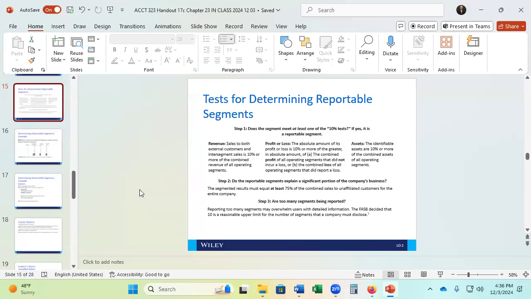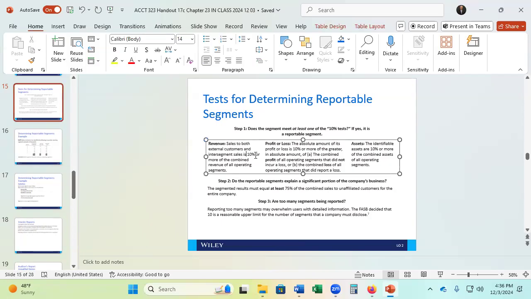Okay, so these are nice because these are tests to determine the reportable segments. So if you break out your segments and you decide that the sales to both external and inter-segment sales is 10% or more of the combined revenue of all operating segments. So is it 10% of our total revenues or sales? This one I still can't understand. The absolute amount of profit or loss is 10% or more of the greater in absolute amount of the combined profit of all operating segments that did not incur a loss.